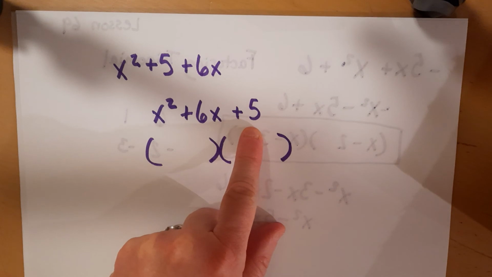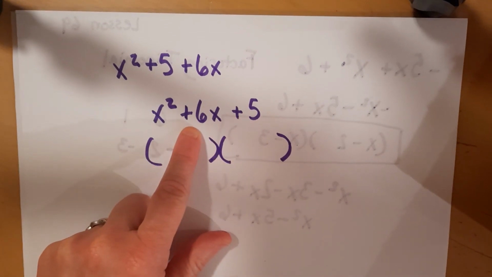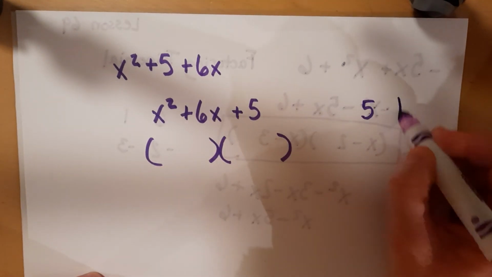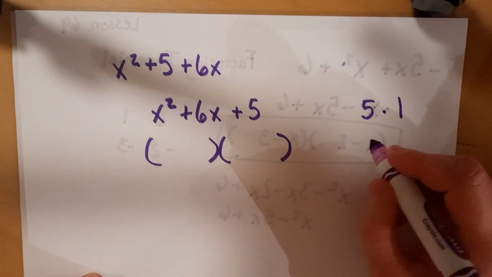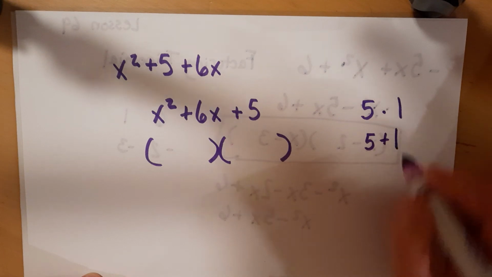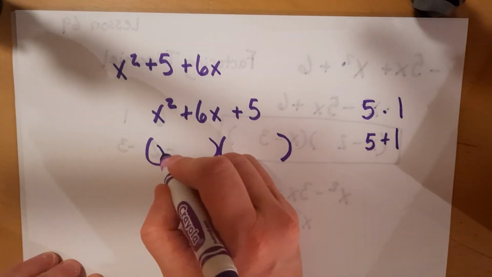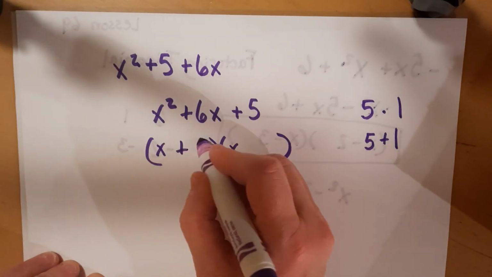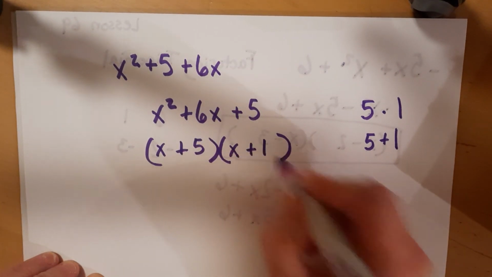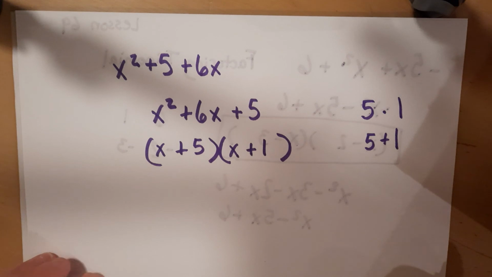Think of two numbers that, when multiplied together, give you 5, and when added together, give you 6. 5 and 1 will work because 5 times 1 is 5, and 5 plus 1 is 6. So we put our x's in, and then those are both positive, so we say x plus 5 and x plus 1. Simple, right? Good luck.